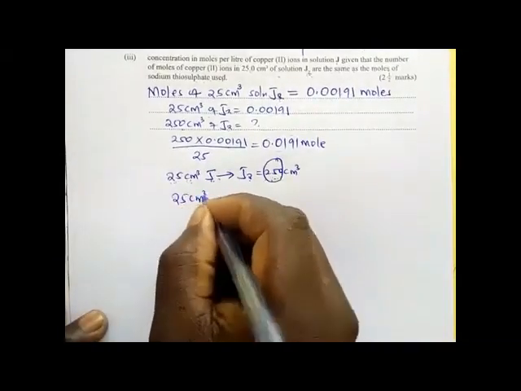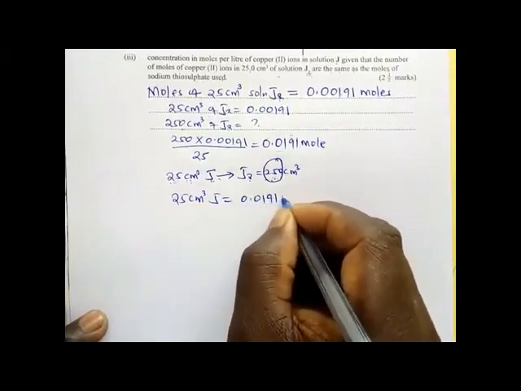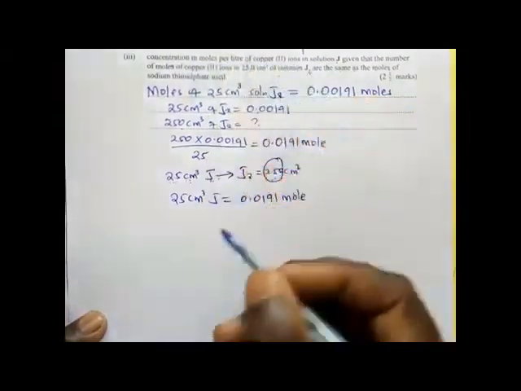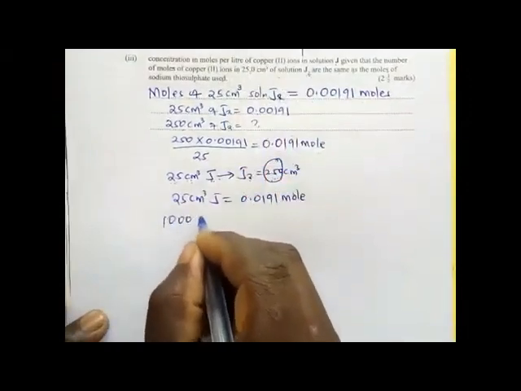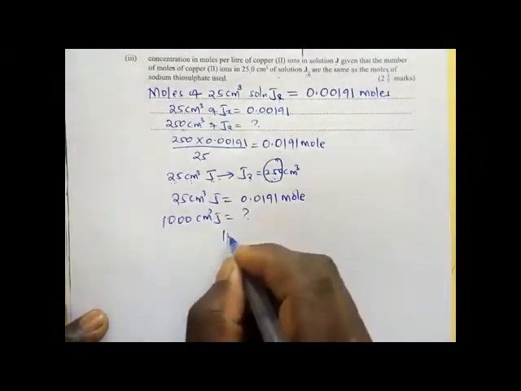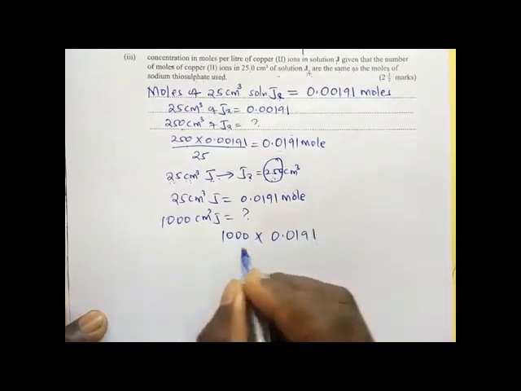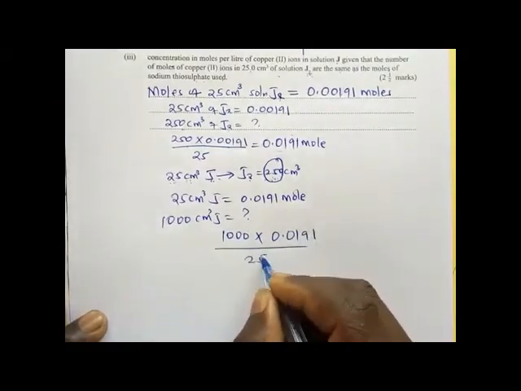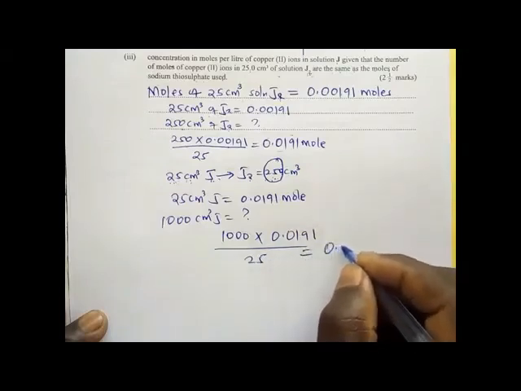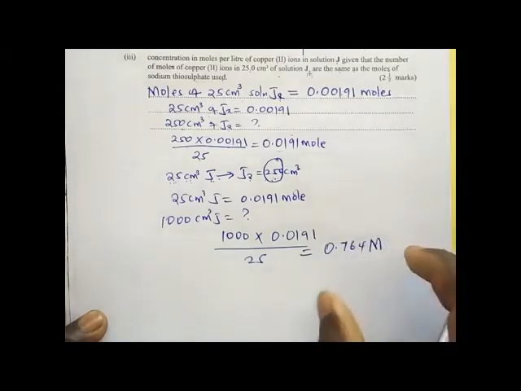25 cm³ of solution J contains 0.0191 moles. Because we wanted concentration in moles per liter, we multiply by 1,000, which is a liter. 1,000 cm³ of solution J will contain how many moles? 1,000 times 0.0191 divided by 25 will give us 0.764 capital M. Capital M stands for molarity.